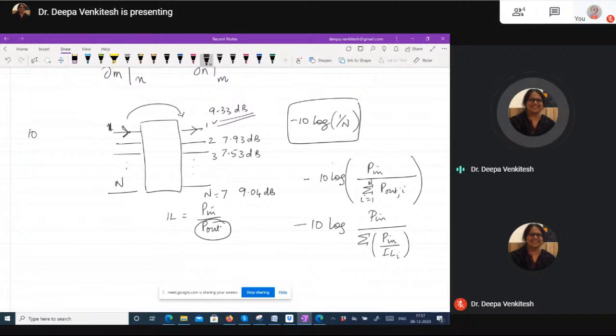In each of these terms, I can take out the P in. So this is P in divided by P in times the summation of 1 over insertion loss i. So this cancels. I know the insertion loss in each, and now I can calculate the excess loss. I hope that's clear.